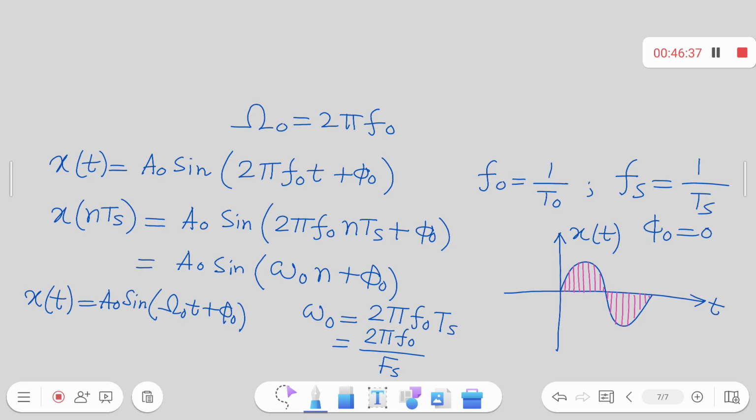Now if this ratio 2 pi f naught by Fs is a rational factor of 2 pi, that means this f naught by Fs can be represented in p by q form, where q is not equal to 0. Then only I can say that this signal x of n will be repeated after a given n. So x of n can be considered to be a periodic signal if x of n is equal to x of n plus some capital N.